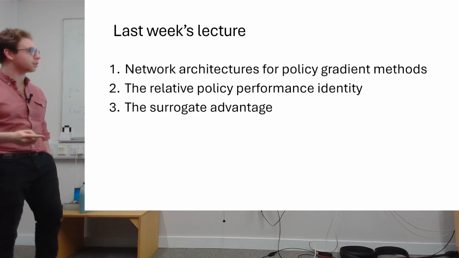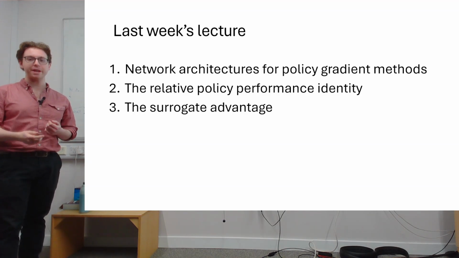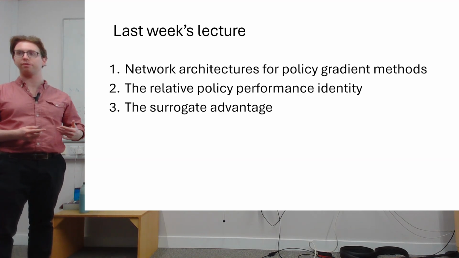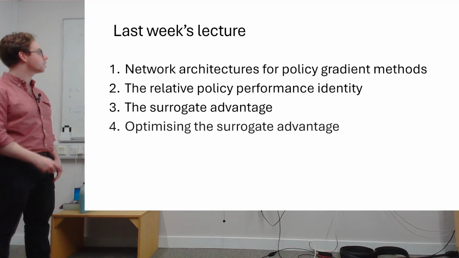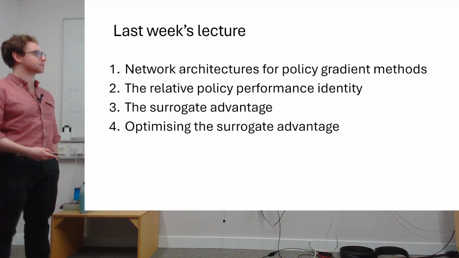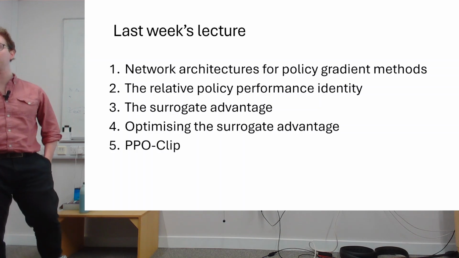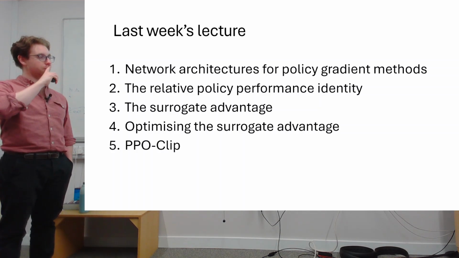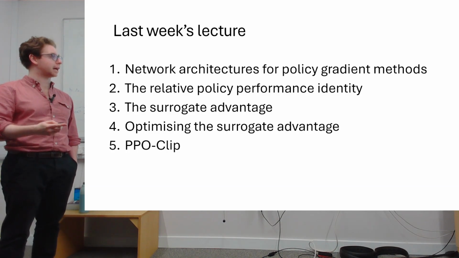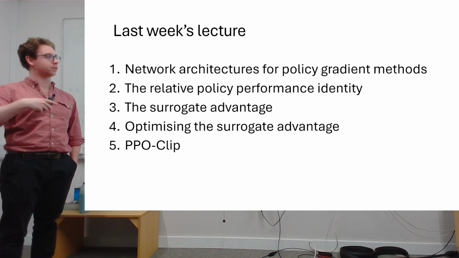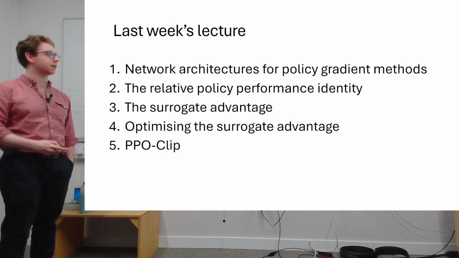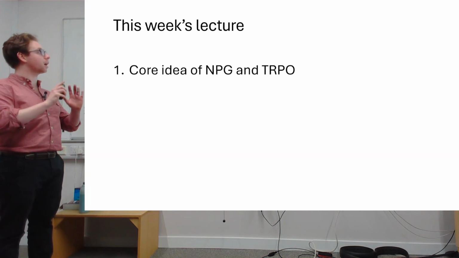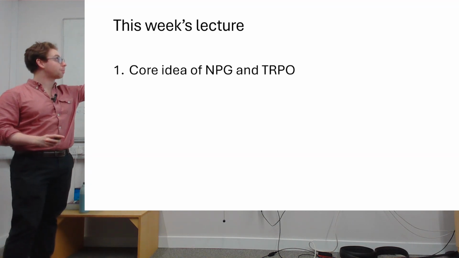We talked about the surrogate advantage, which is a way that you can measure the improvement of one policy over another using only data from the policy that you're trying to improve over. We talked about how you can optimize the surrogate advantage, and in particular, how PPO adjusts the surrogate advantage in its optimization: the PPO clip objective, which tries to prevent the new policy from going too far away from the old policy.